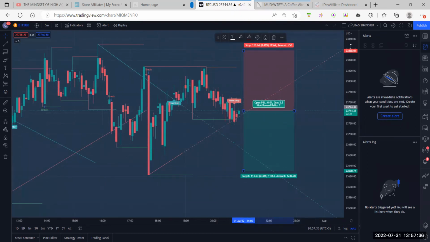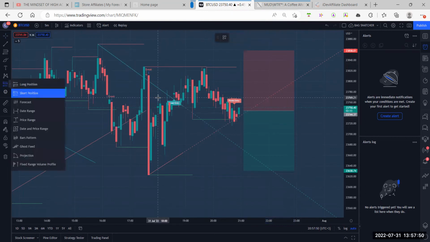Now, if you look on the right-hand side, the red number is your stop loss. The green number is your take profit. So even if it was calling a green break or a green, which is buy, you would go to the long position tool and do the same exact thing.